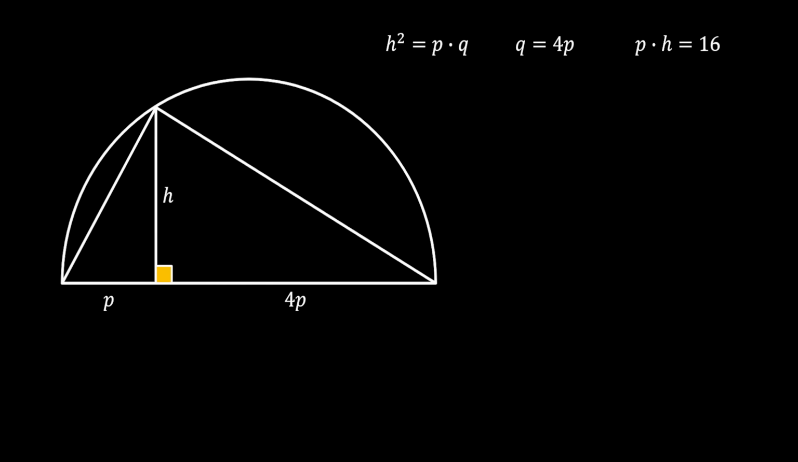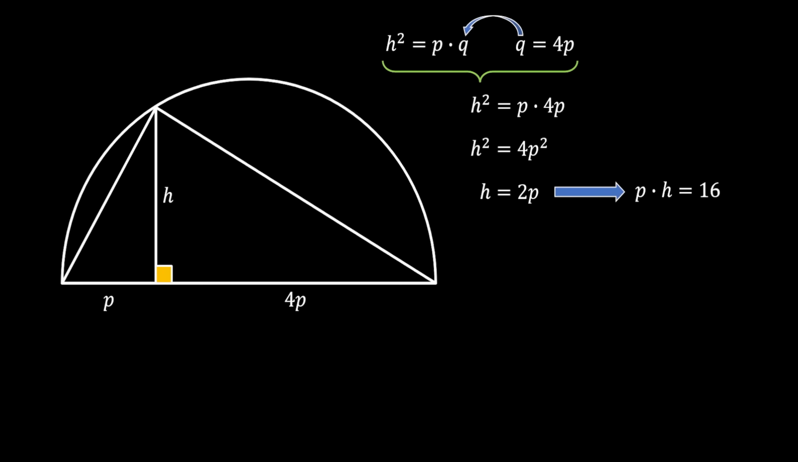First, we're going to combine the first two equations by substituting the value of q from the second equation into the first. And if we do this, we will get the following. This means that h squared is equal to 4p squared, and from this we will get that h is equal to 2p. Now we can just substitute this value into our third equation. Of course, we're going to work through this and get that 2p squared is equal to 16, and when we simplify by 2, we will get that p squared is equal to 8.